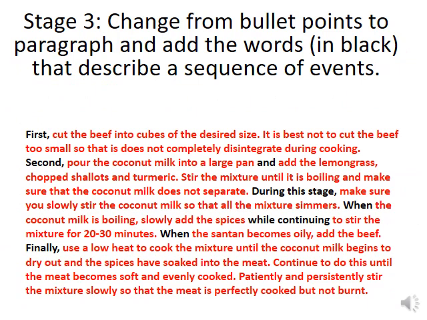The third stage is to change from a series of bullet points to a continuous paragraph. And to do this, I want you to add the words in black that describe a sequence of events. So you can see them here. I added the word first. You could also write firstly, and then secondly, and then other words like while, and when, and finally, which help to order the steps in the process.